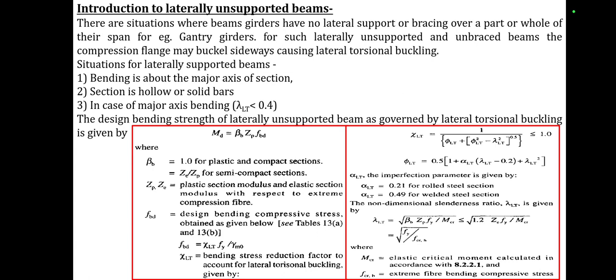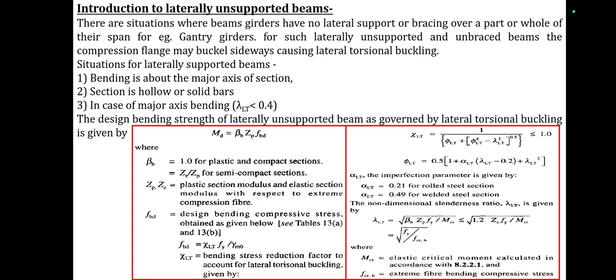In today's lecture, we will be learning the design of laterally unsupported beams. There are situations where the beams or girders have no lateral support or bracing over a part or the whole of the span, for example, a gantry girder. For such laterally unsupported and unbraced beams, the compression flange may buckle sideways, causing lateral torsional buckling.